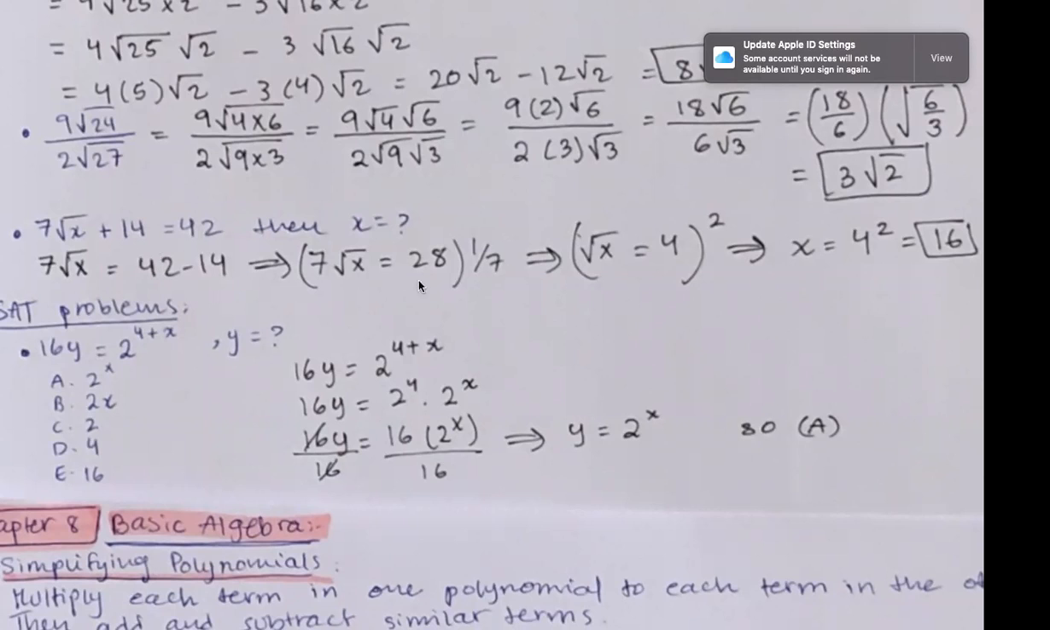Then divide by 7 on both sides to get radical x equals 4, and then to get rid of the radical, we take the power of 2 on both sides. So we get x equals 4 to the power of 2, which equals 16. That's okay?